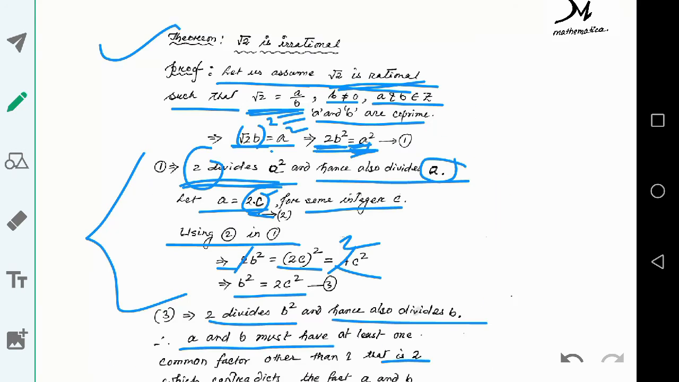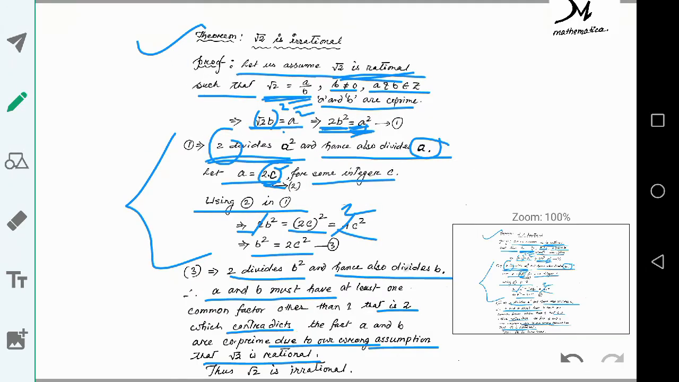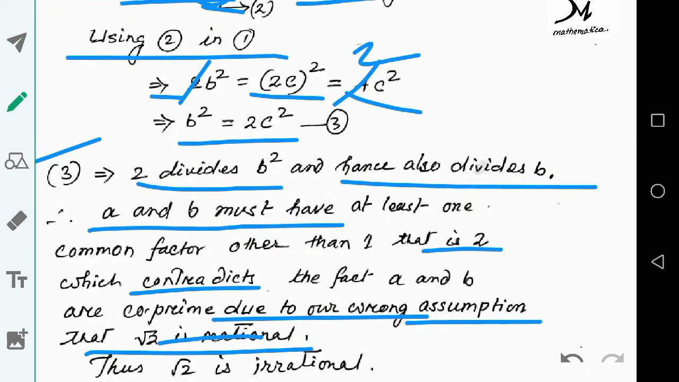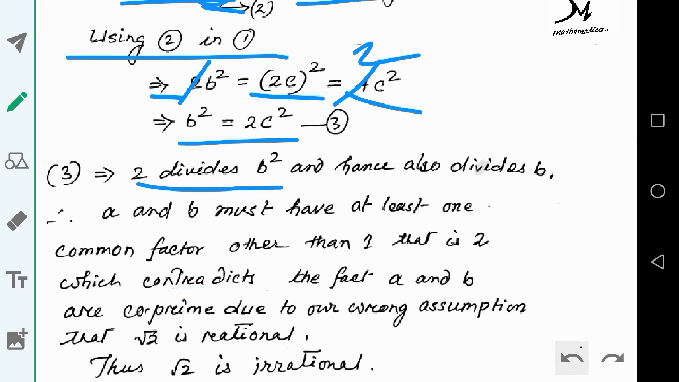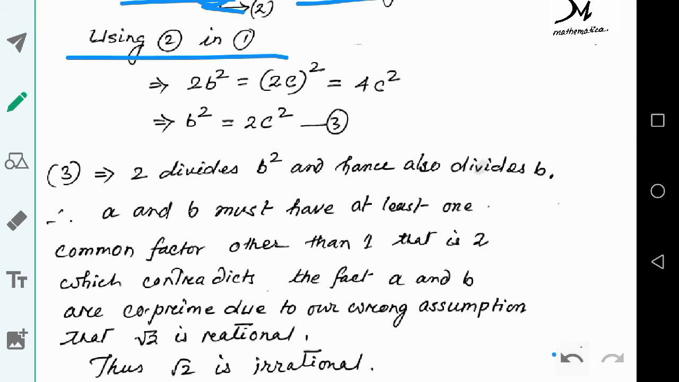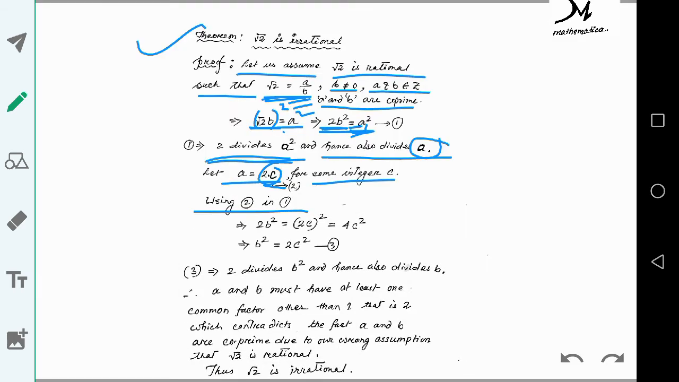So from this analysis we have got that the assumption that root 2 is rational is wrong. If it is a wrong assumption, what should be correct? Then root 2 is irrational, that is the correct statement. So that's how we can prove root 2 is irrational. Hope you have understood this. Similarly we can show that root 3 is irrational.